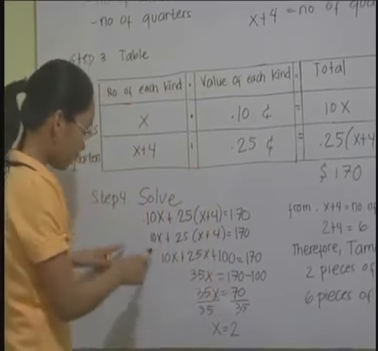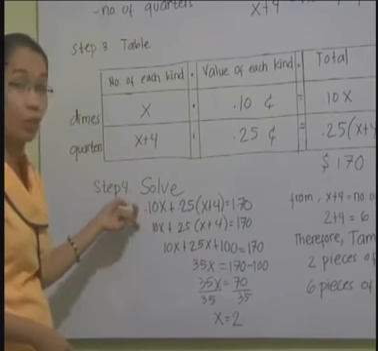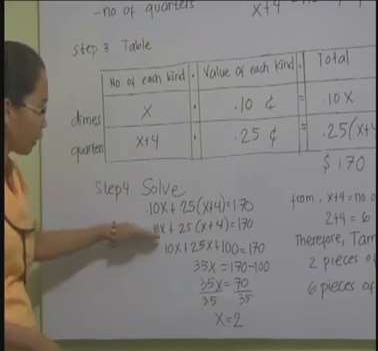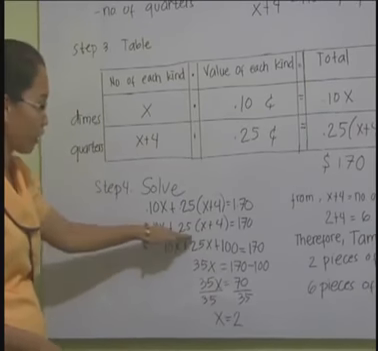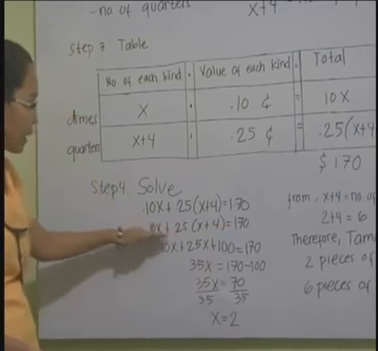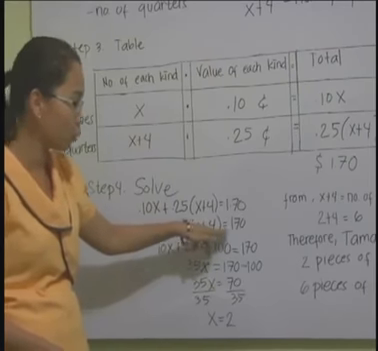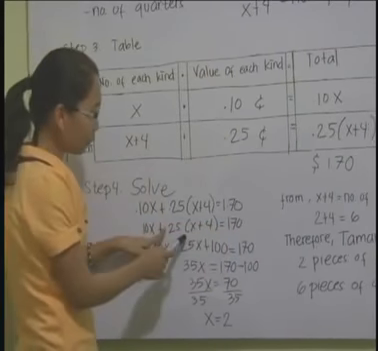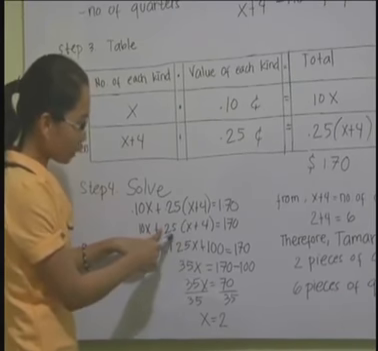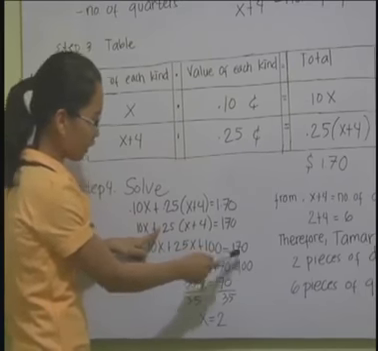$1.70. Now, in order to solve this, let's convert the decimals to whole numbers by multiplying both sides by 100. So it becomes 10, 25, and 170. So 10x plus 25 times the quantity x plus 4 is equal to 170. By the distributive property, we multiply 25 by x, that is 25x, and 25 times 4, that is 100, is equal to 170.